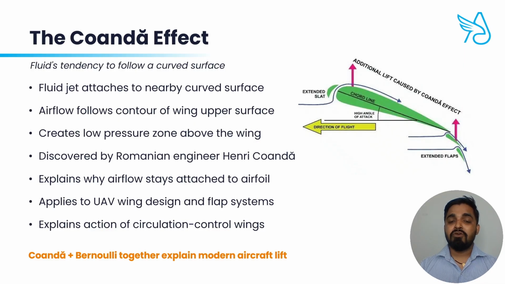The same thing happens with the air over the wing. When the air flows over the top curved surface of the wing, the air does not fly off in a straight line, it follows the curve of the wing. And this creates a low pressure zone over the wing. And that's a contribution to lift. This was discovered by the Romanian engineer Henri Coanda. In UAV and drone design, the Coanda effect is used in advanced wing design to keep the airflow attached to the wing even at higher angles of attack, improving efficiency and stall resistance.